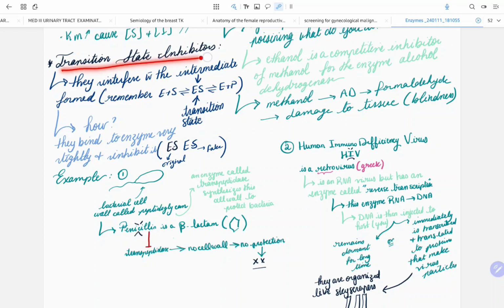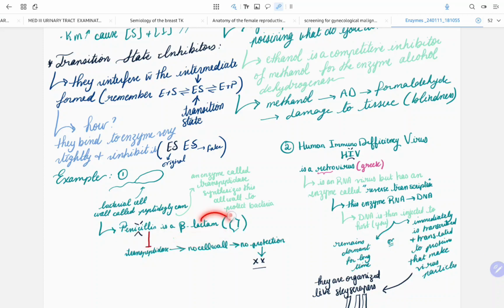So what are transition state inhibitors? From its name, they are inhibitors that inhibit the enzyme at the transition state. An example of that is the inhibition of transpeptidase. Now, what is transpeptidase? Transpeptidase is an enzyme that synthesizes the bacterial cell wall called the peptidoglycan. Okay? So we as doctors, we prescribe or we give penicillin, which is an antibiotic that is a beta-lactam.